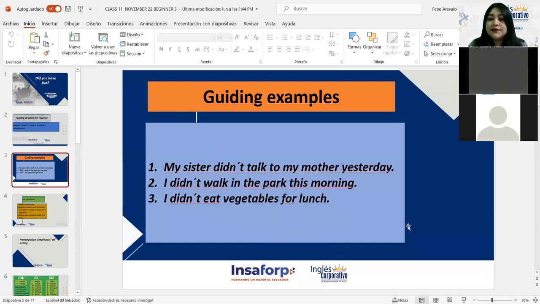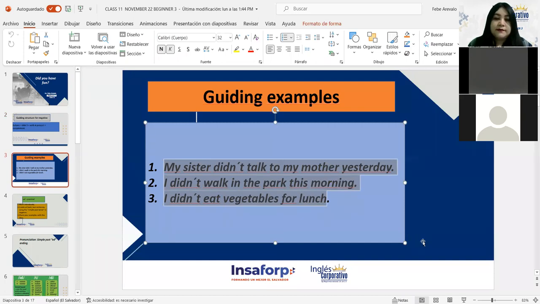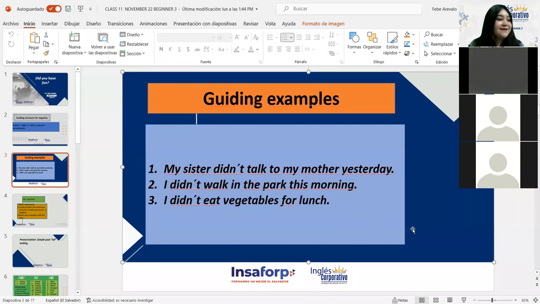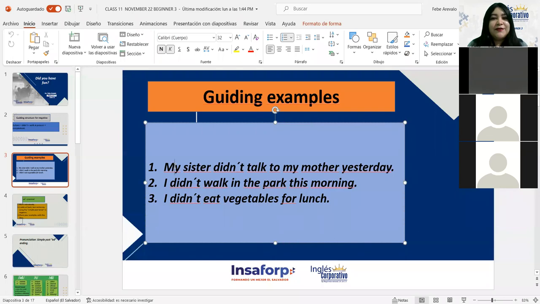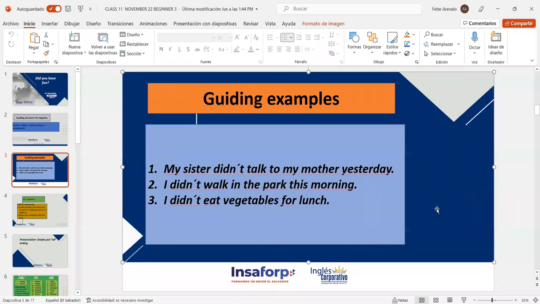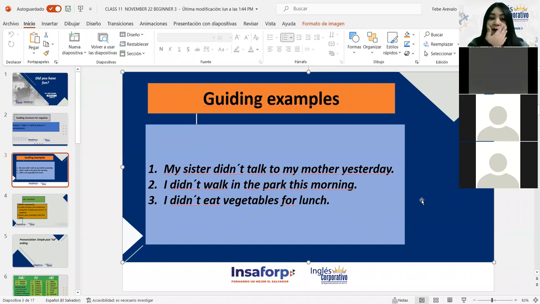We have the guiding examples. Let's see, Elizabeth Campos, can you please tell me the guiding examples that we have? Don't worry, it's what we did on Thursday. Exactly. Do you have your examples? I worked, no, how is it? Worked. I worked in a bank. I cooked for my son. I didn't work in a bank. All right, there you go. Excellent. Thank you, Elizabeth. You're welcome.